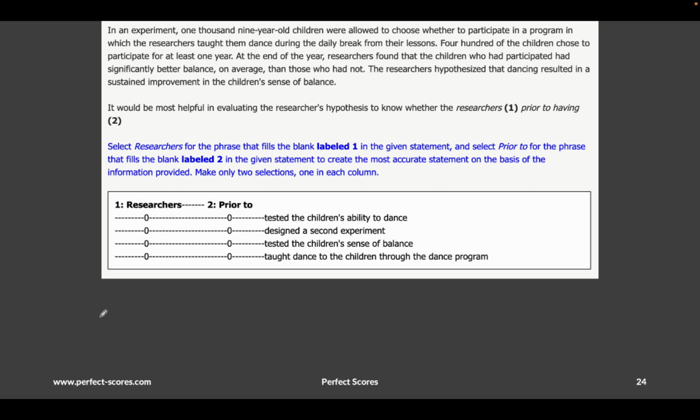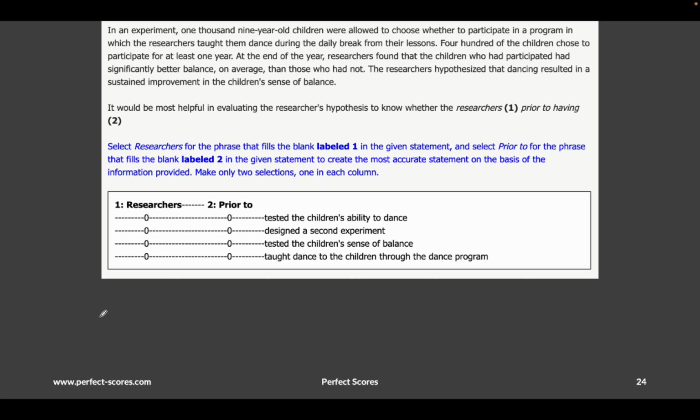It says, in an experiment, there are some children who are allowed to participate in the program. One thing that I do when I read verbal questions in two-part analysis is that I ignore the numbers, because in verbal reasoning, numbers are not likely to be as important as in quantitative reasoning questions. So there are some children who are allowed to participate in a program in which researchers taught them to dance. Children chose to participate for at least 1 year. At the end of the year, researchers found that children who had participated had a better balance.